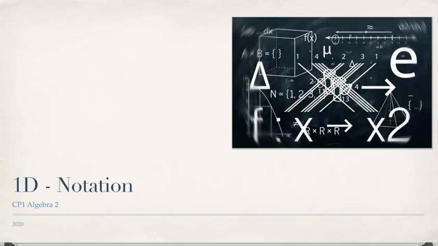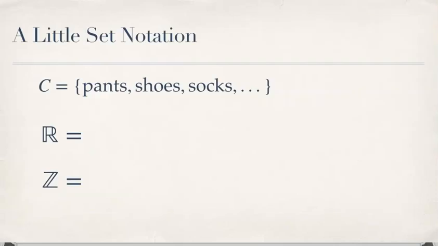Let's talk about different notations for writing domains and ranges. Okay, we're going to start with a little set notation. A collection of items can be a set. Usually in math we talk about a collection of numbers, but it doesn't have to be numbers. I could have a set C of all clothes.